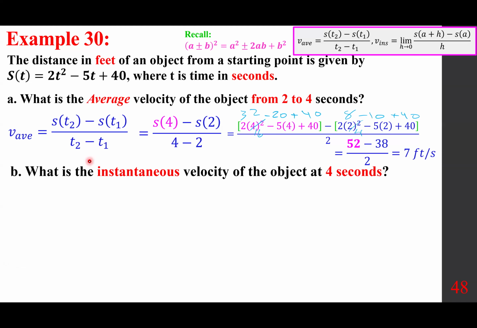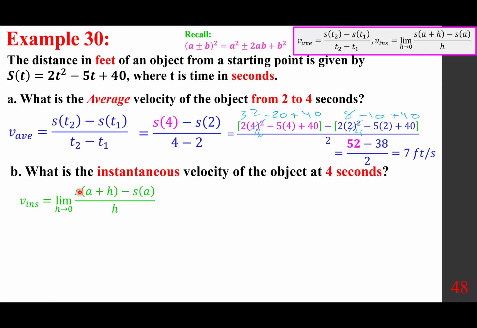Even if they don't mention instantaneous, even if they don't mention average: if you're given 2 points, it's average. If you're given 1 point, it's instantaneous. We simply put, it means take the derivative. So we're going to go with this definition.